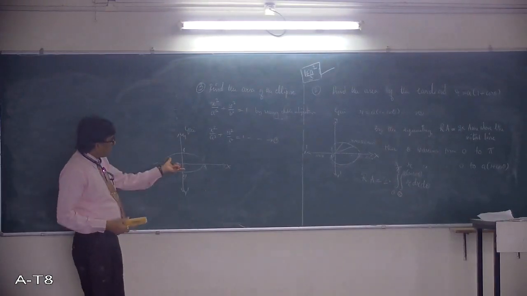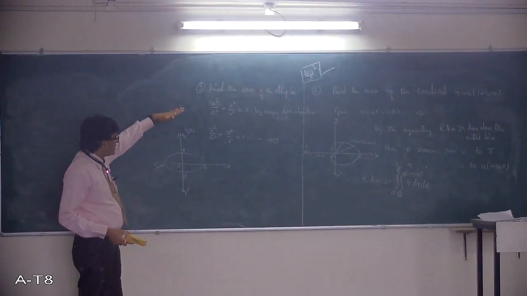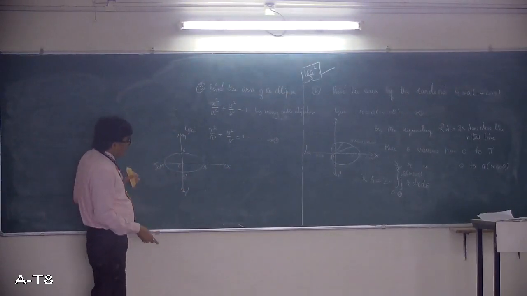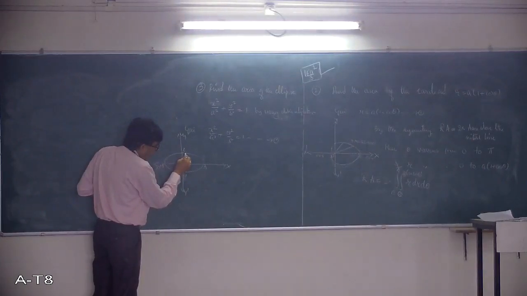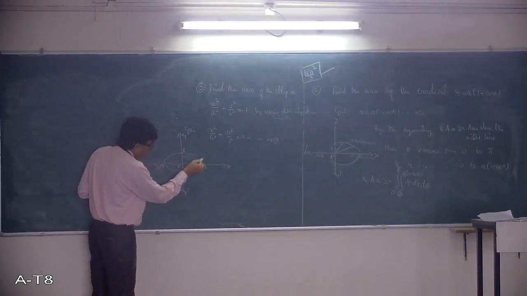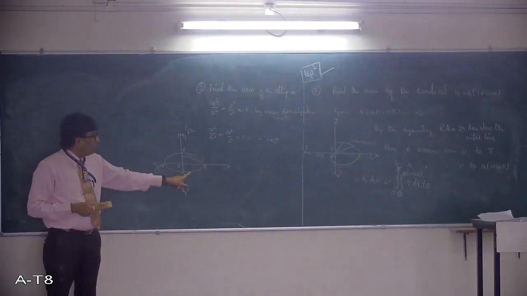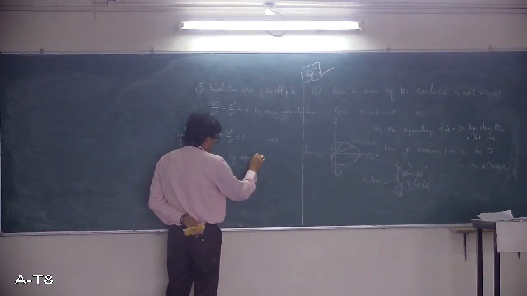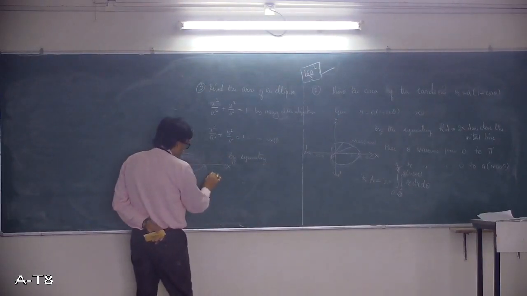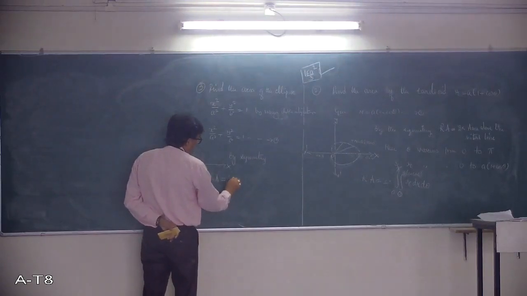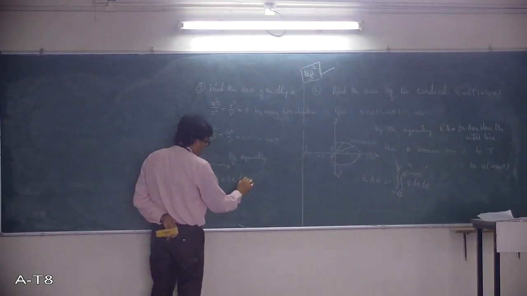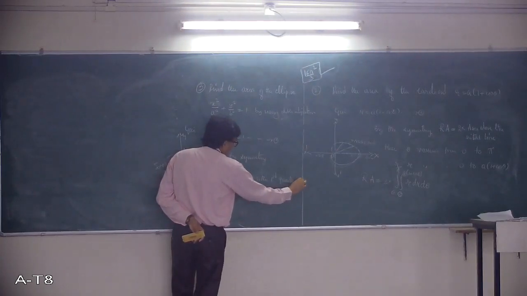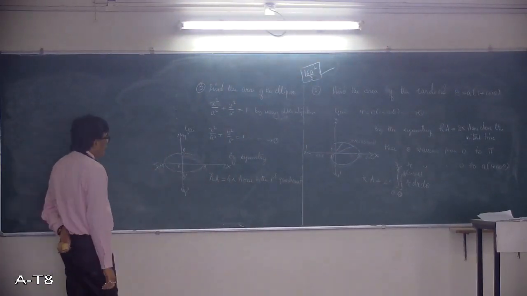Since the ellipse, this figure, is symmetrical about both the axes, what is above is the same as below, and what is on the left side is the same as on the right side. Therefore, by symmetry I can say that the total area is equal to 4 times the area in the first quadrant. Whatever is there in the first quadrant should be multiplied by 4, that gives the total area of the ellipse. Now, by symmetry, the required area is equal to 4 times the area in the first quadrant.